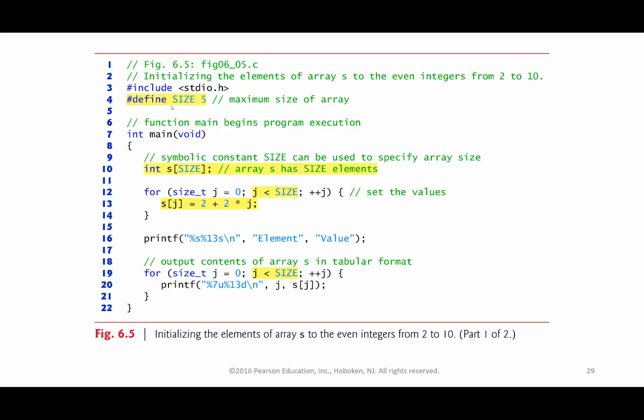But everywhere in this code it sees the word size, it's going to replace it with the number 5. It's a constant. So here, j is less than size, so j is going to be 5. Here, s of j is equal to 2 plus 2 times j. I'm using j, of course, as the element number. So this is going from 0 to 4, excuse me. Here I'm printing the value of j and the element.